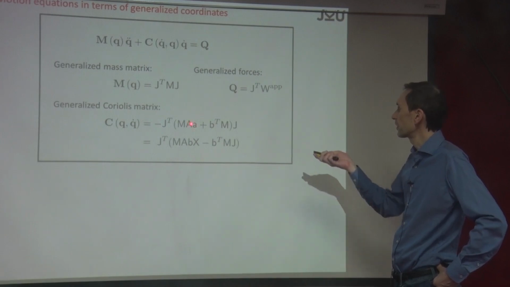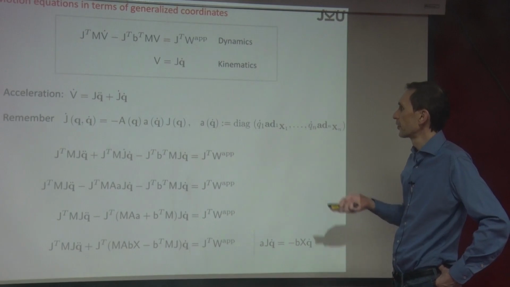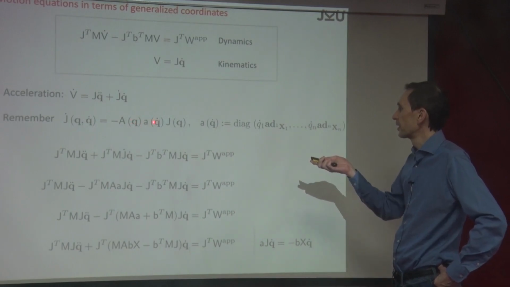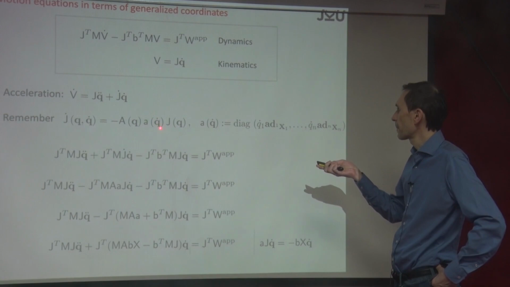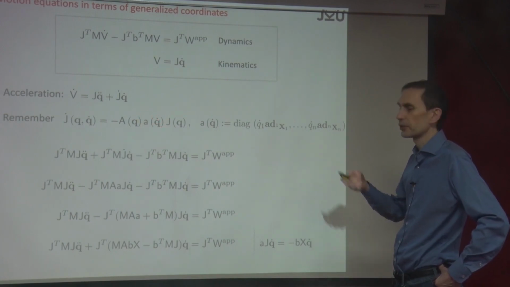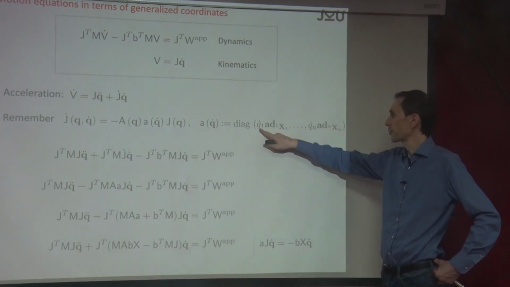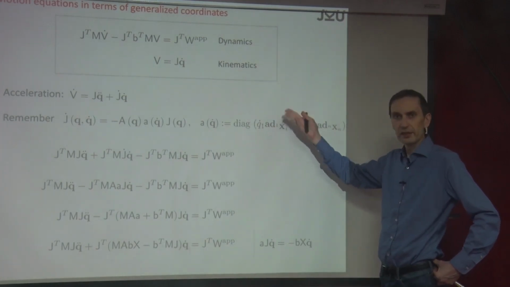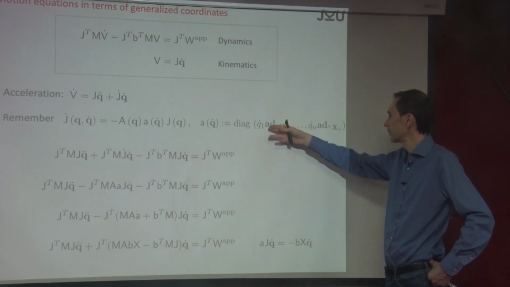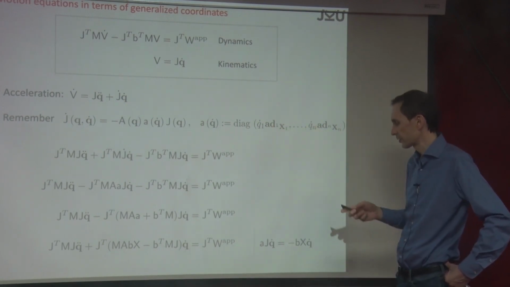Let's look at this one, capital A, little a. A depends on Q, that's fine. But this little a matrix depends on Q dot, and it depends linearly on Q dot, because each of these factors is multiplied by Q dot.